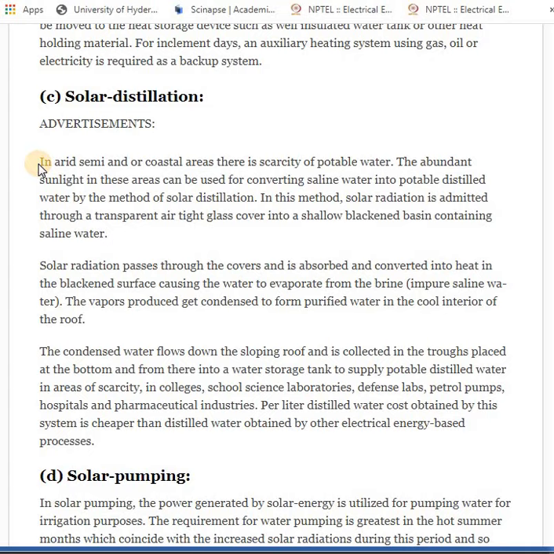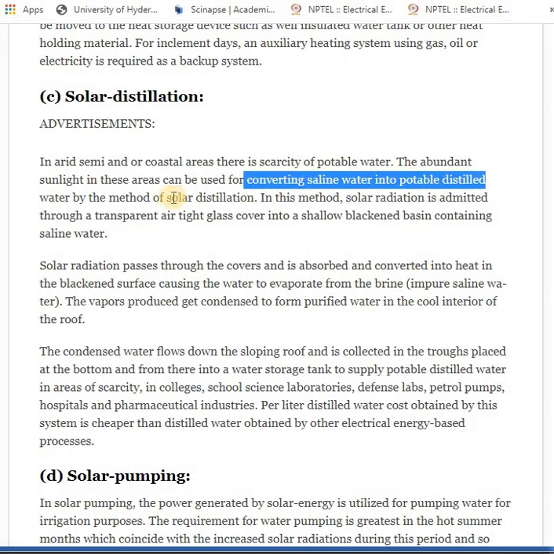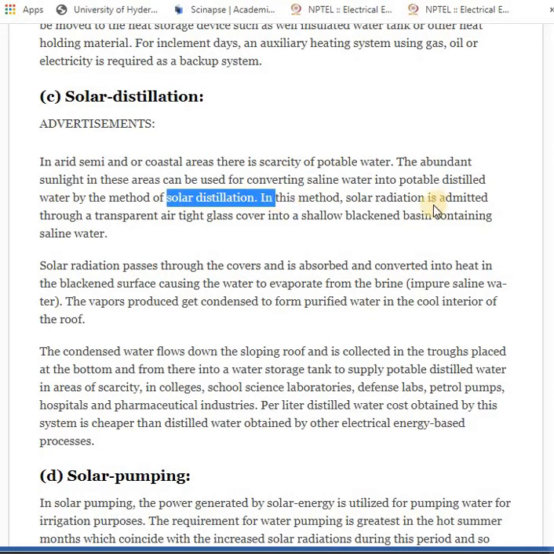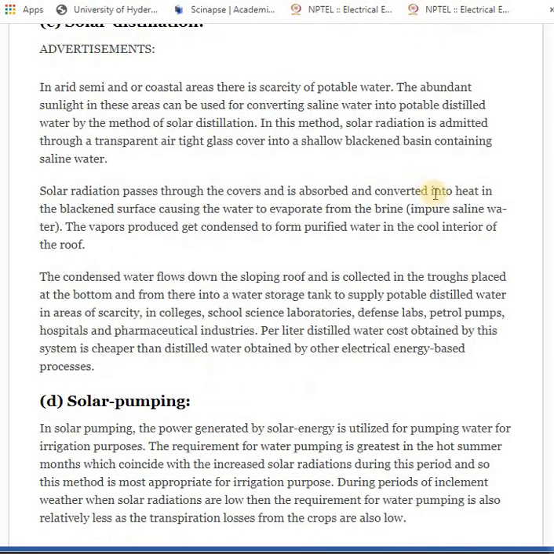Solar distillation is used in arid or coastal areas where there is scarcity of potable water. Abundant sunlight is there, and the areas can be used for converting saline water into potable distilled water. In this, solar radiation is admitted through a transparent airtight glass cover into a shallow blackened basin containing saline water. So solar radiation passes through this cover and is absorbed and converted into heat energy by the blackened surfaces, causing the water to evaporate from the brine.